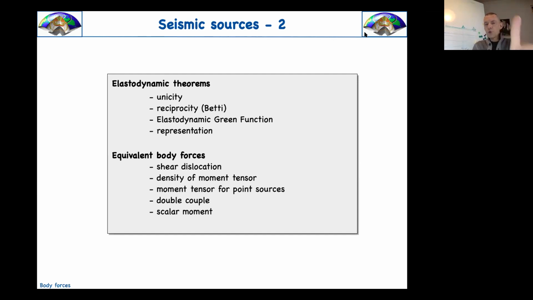So, message, we're going to navigate through elastodynamic theorems today. Unicity, reciprocity, elastodynamic, that's the most important concept of the Green's function. And we're going to open a lecture about that on Monday. And then representation. But the key concept here is that we're going to find equivalent body forces to a shear dislocation. And we're going to introduce maybe the most important concept, that is moment tensor.